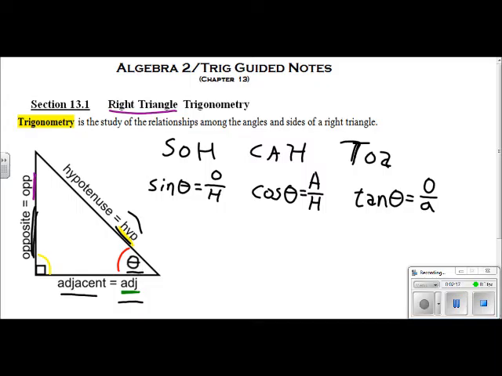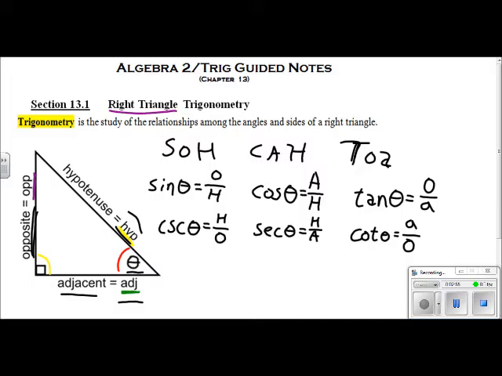Now each of these trigonometric functions has an inverse. So the inverse of the sine function is what we call the cosecant of theta, and that would be the hypotenuse over the opposite. The inverse of the cosine would be the secant, and so that would be the hypotenuse over the adjacent. And the inverse of tangent would be cotangent. The cotangent of theta then is the adjacent over the opposite.